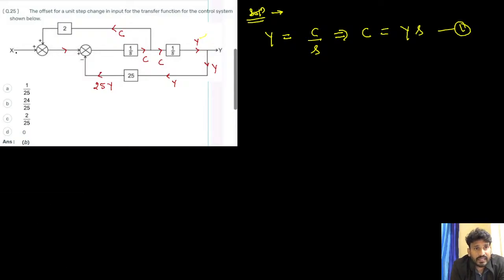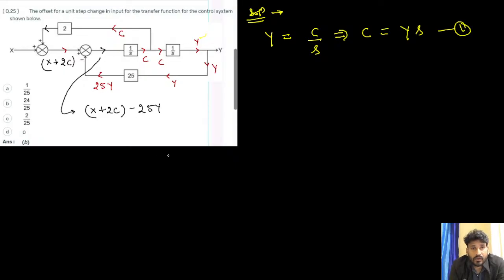What is this signal? X plus, because this is the plus plus, it is by 2 into C, right? What is the signal? 2 into input 2C. So X plus 2C is going here and 25Y is going here. So what is this signal, guys? This signal is, let's suppose I'm writing here, this signal is X plus 2C and minus 25Y. Right? This signal is going here.